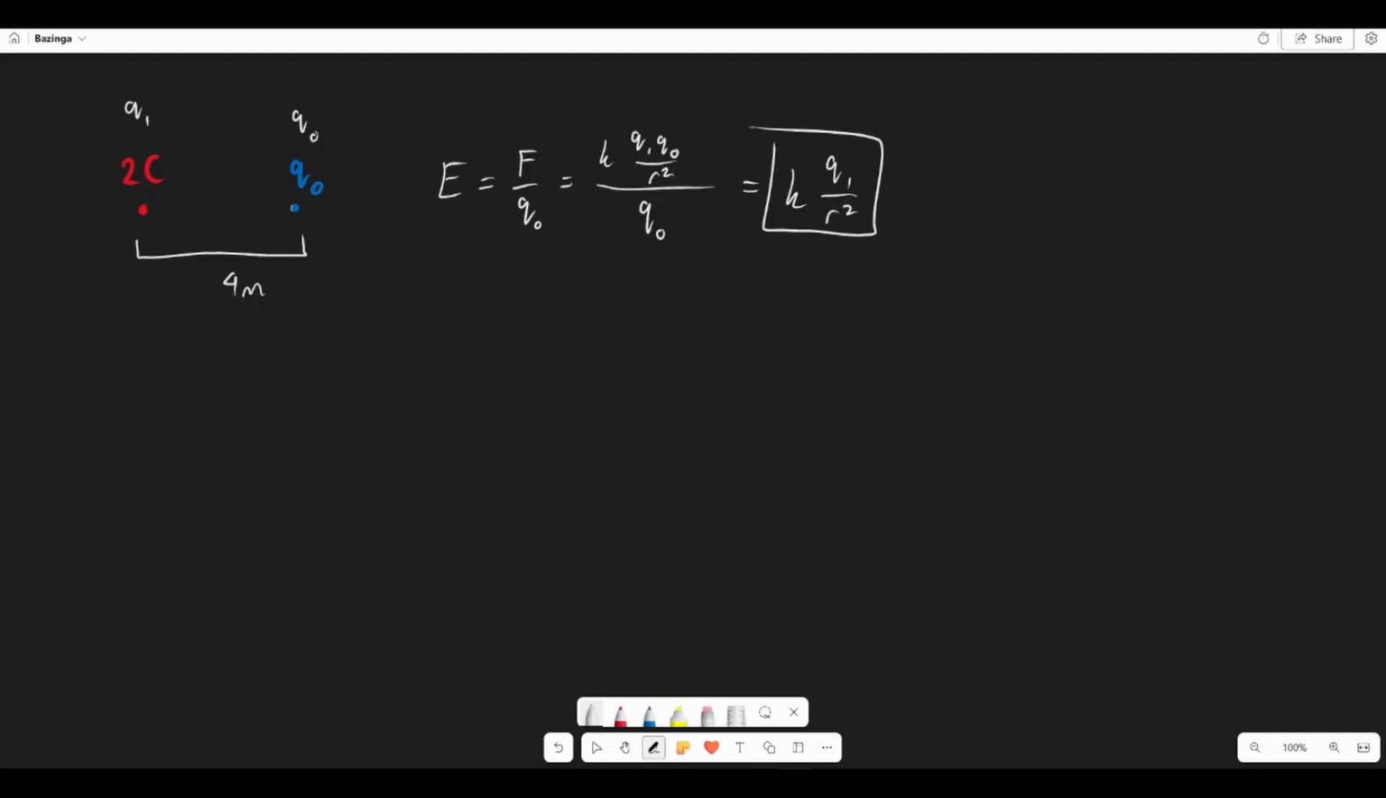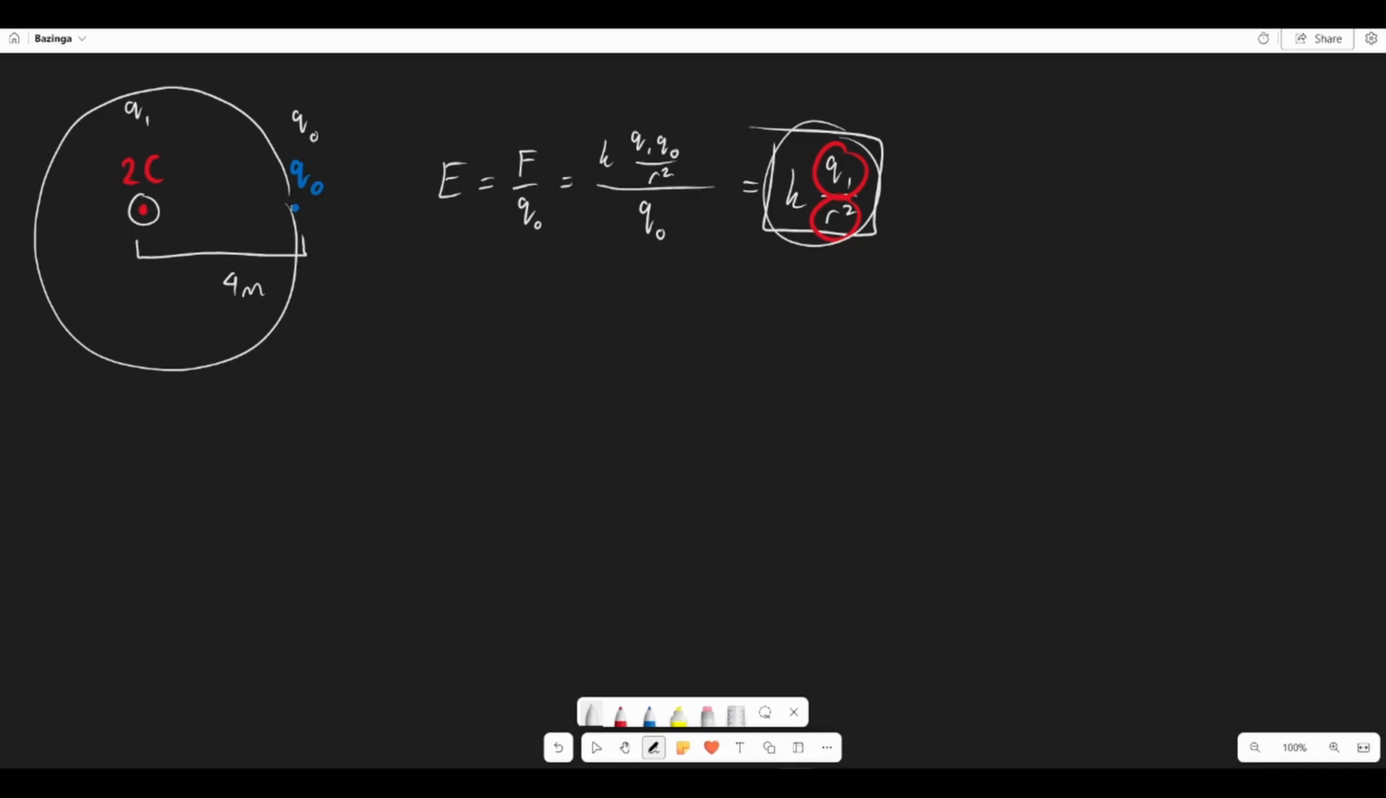This final formula only depends on Q1 and R, but not on any other charge. Therefore, I know that for this charge here, at a distance of 4 meters all around that particle, the electric field will be equal to this value, K Q1 divided by R squared.